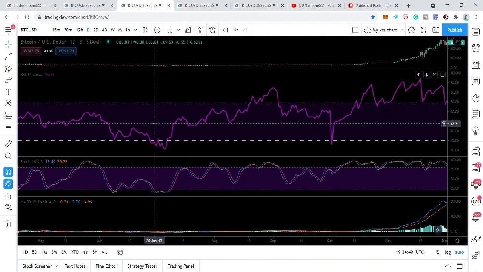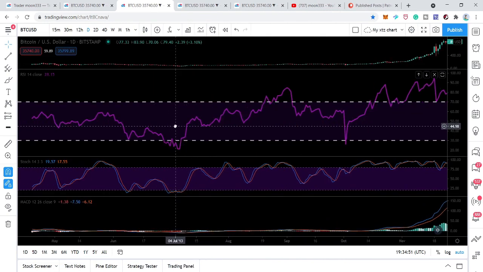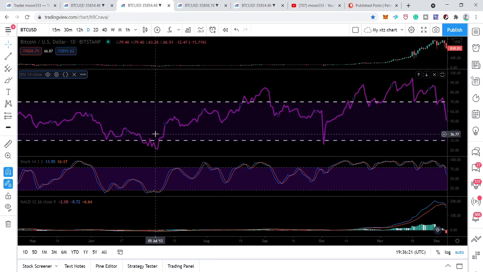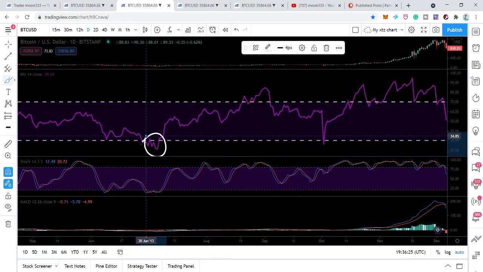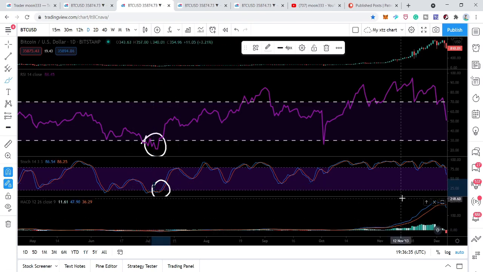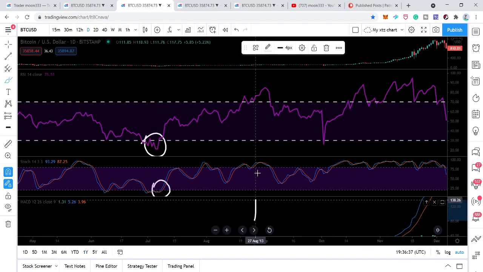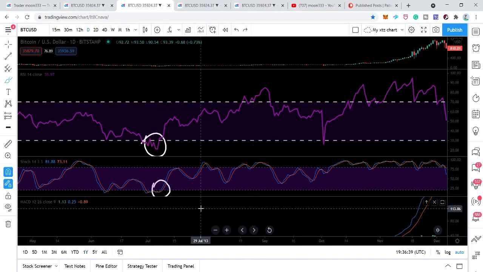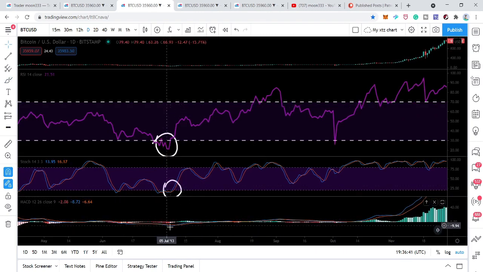If we take a look at the first week of July, we can see that the RSI was in the oversold zone, and we also received the bull cross. Like currently, we have received the bull cross or buying signal by the stochastic as well. And we can also see that the MACD was in the extreme oversold condition. Let me show you. Here we can see that the MACD was also in the extreme oversold condition.